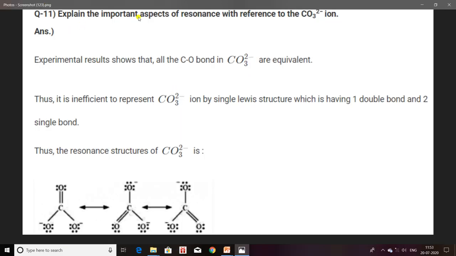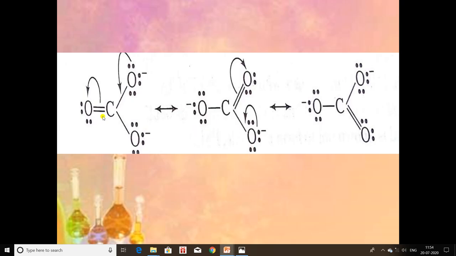Next question is explain the important aspect of resonance with reference to the carbonate ion. From experiments, we came to know that all the bonds between carbon and oxygen have the same bond length. So we cannot represent the carbonate ion structure with a single Lewis dot structure. Here are the resonating structures of the carbonate ion. First you will draw the Lewis dot structure.